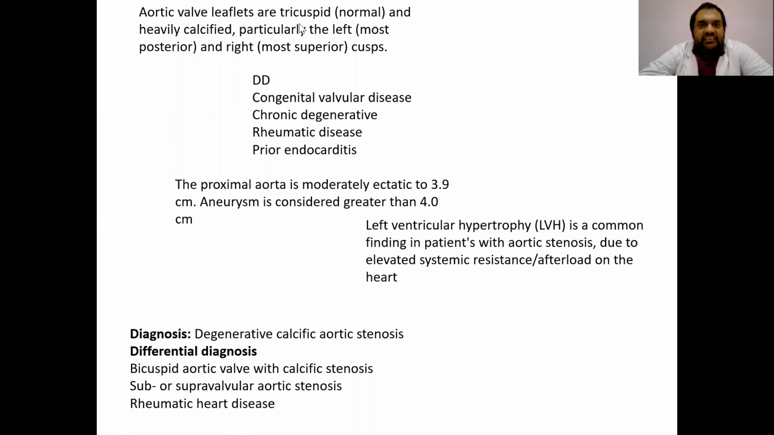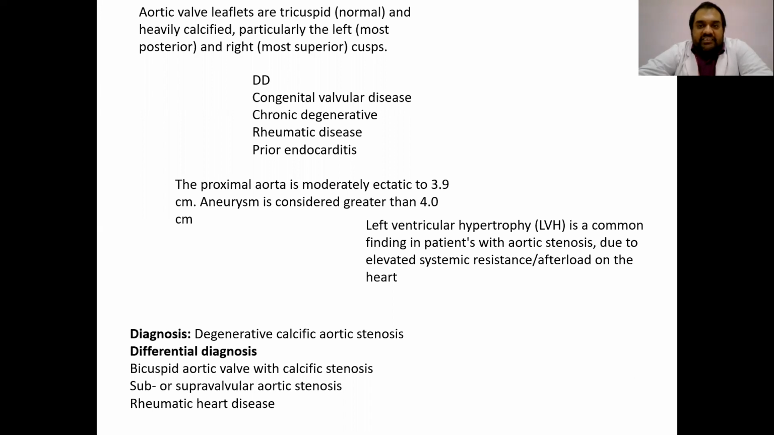The aortic valve leaflets are tricuspid and heavily calcified, particularly the left most posterior and right most superior cusps. Differential diagnosis: congenital valvular disease, chronic degenerative rheumatic disease, prior endocarditis. The proximal aorta is moderately ectatic to 3.9 centimeters. An aneurysm is considered greater than 4.0 centimeters.